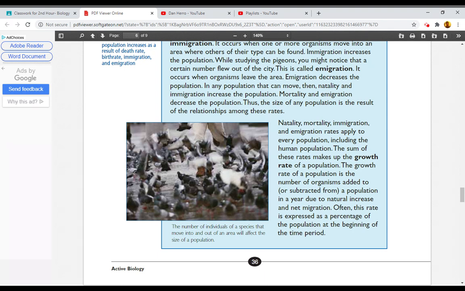The growth rate of a population is the number of organisms added to or subtracted from a population in a year due to natural increase and net migration. Often, this rate is expressed as a percentage of the population at the beginning of the time period.